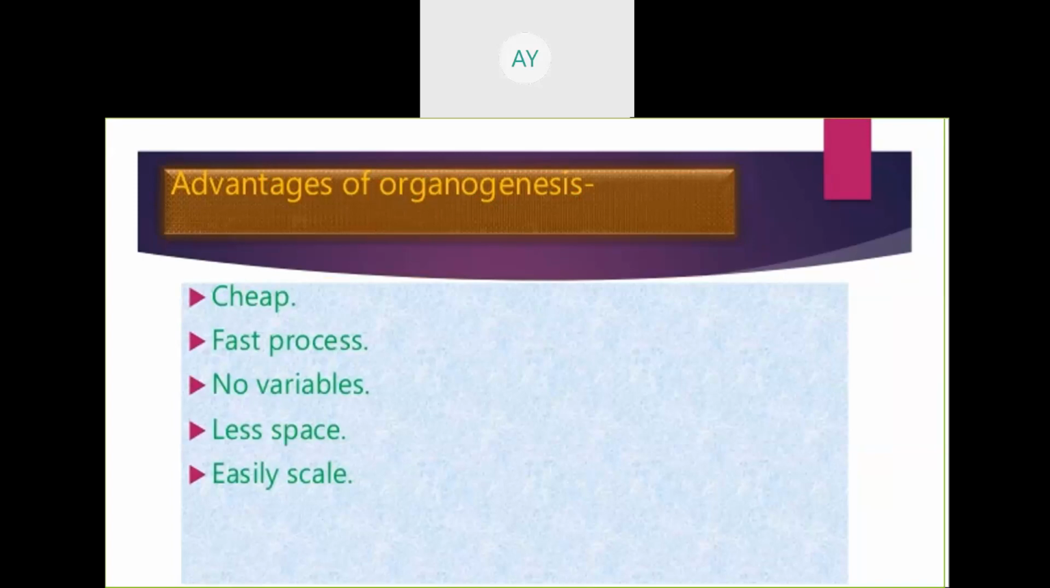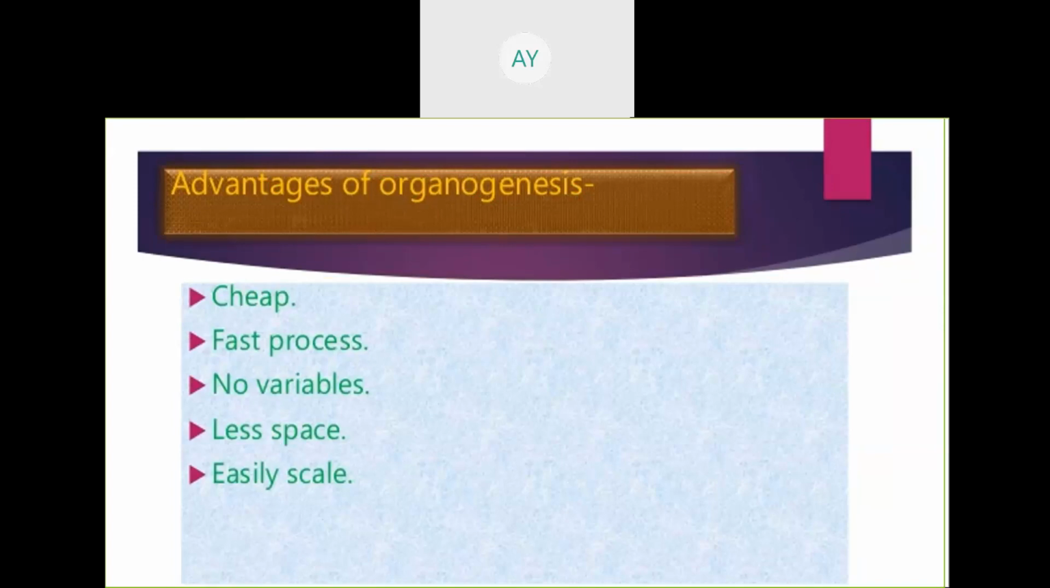And the advantage of organogenesis is that it is cheap and fast, you know this. No variation, because we are using the somatic cell, and somatic cell is true in diploid condition, you are not going to use the reproductive cell, so that's why we cannot expect the variation. Least amount of variation you cannot do. And less space is required, the requirement of space is also very limited.